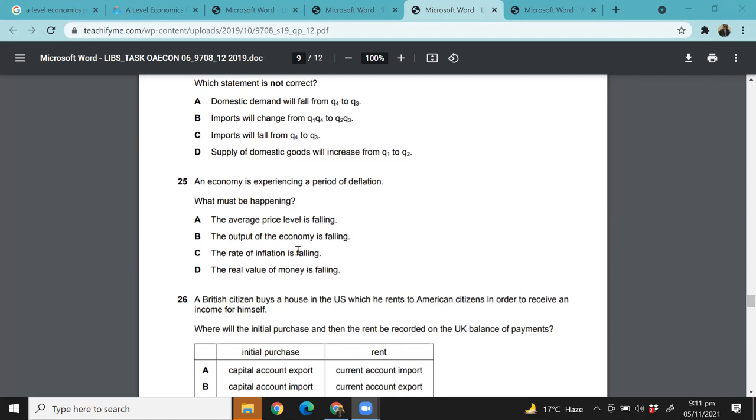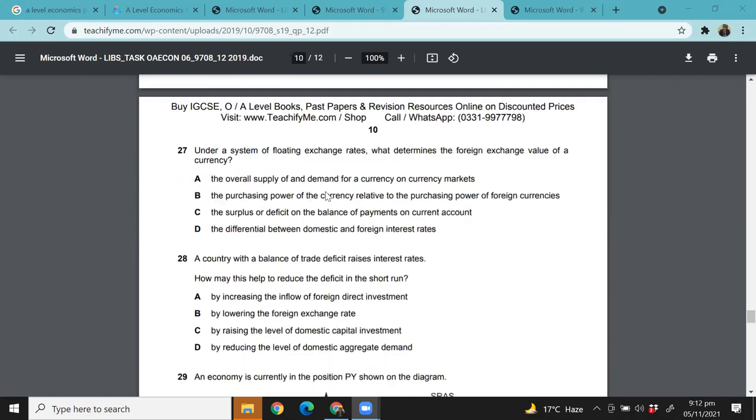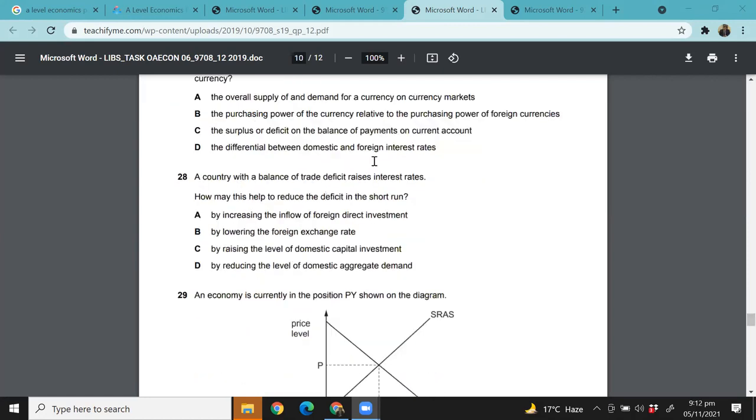Okay, 28. Where is 28? Here it is. A country with a balance of trade deficit raises interest rates. So you're raising interest rates, and there's a trade deficit. Very nice. How may this help to reduce the deficit in the short run?